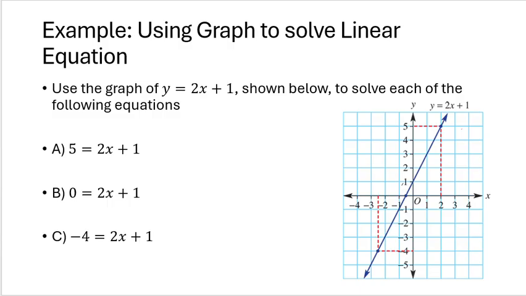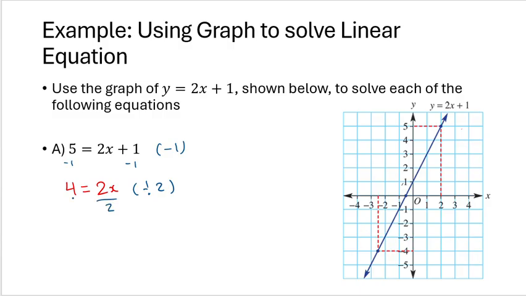So let's just do an example here. Use the graph of y equals 2x plus 1 shown below to solve each of the following equations. Now, if you know how to do it by using the graph, do that. But if you can't do that, it's okay. Just solve it how you would normally. So let's just do number A. So I'm trying to find when the line 2x plus 1 equals 5. Just solve it. So I'm going to apply the inverse operation of -1. So -1 to both sides. I'm left with 4 equals 2x. And then I divide both sides by 2, just like that. Okay. And then I'm left with x equals 2.